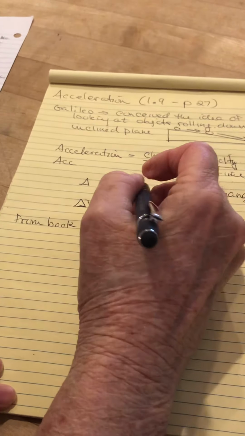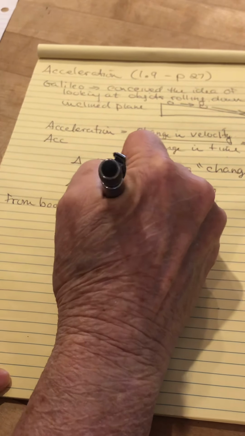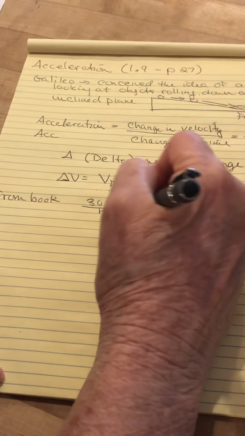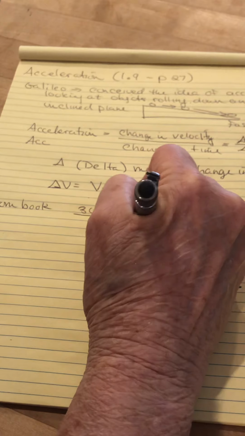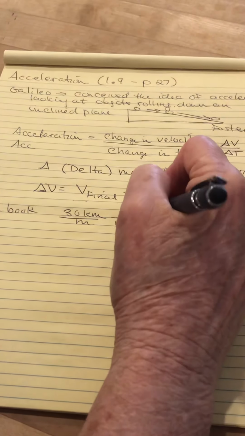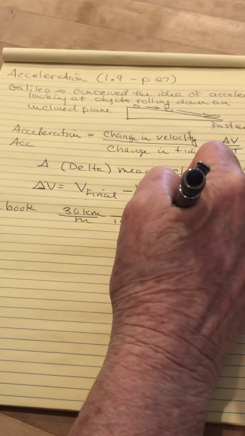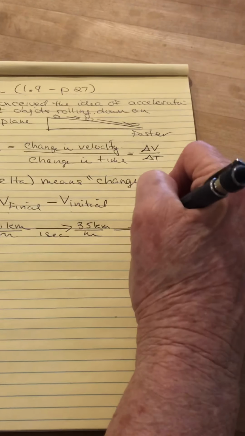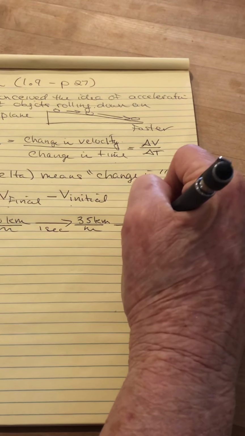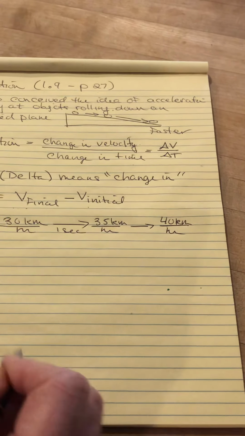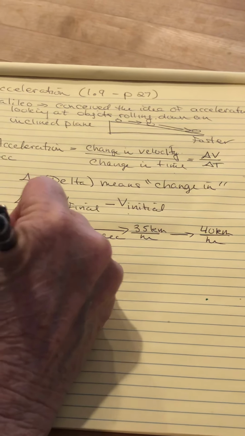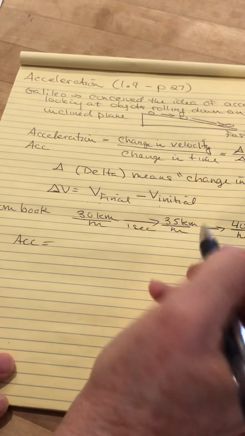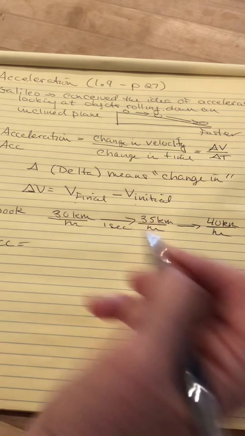Okay, and the book has things set up where something is going 30 kilometers per hour, and in 1 second, that would be my change in time, it is going 35 kilometers per hour. And in another second, it is going 40 kilometers per hour. And I want to calculate the acceleration. I could do it from 30 to 35, or I could do it from 30 to 40, or 35 to 40. It doesn't matter. Let's go all the way from 30 to 40.